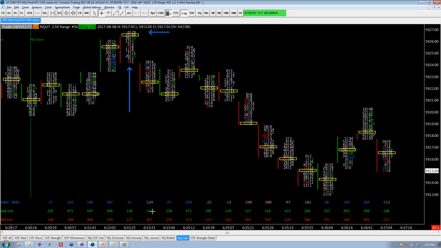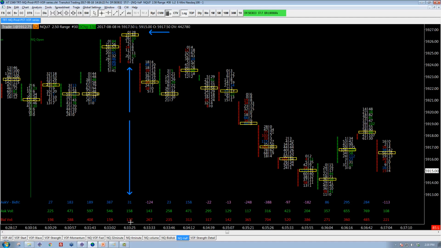The green is the ask volume. How many trades went off at the ask? This is the aggressive buying. And below that is the bid volume, the red values. If we look at this current bar here, we can see that 158 contracts went off at the ask, aggressive buying, and 127 went off at the bid, aggressive selling. And we can see that for every single bar.